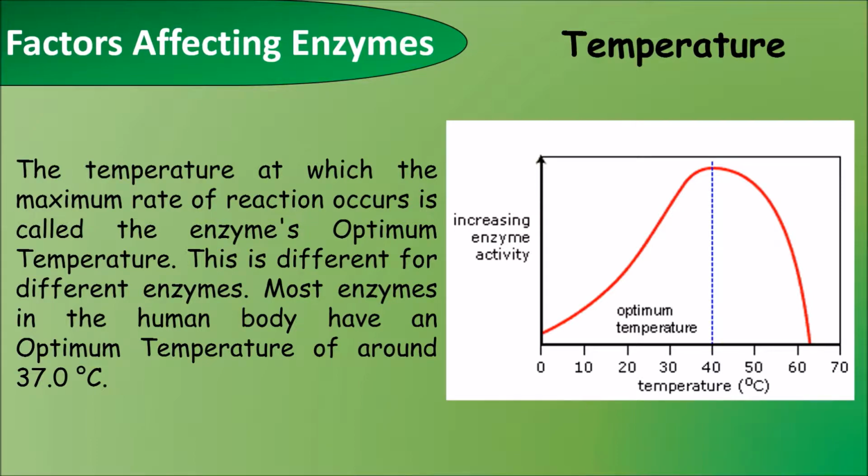The temperature at which the maximum rate of reaction occurs is called the enzyme's optimum temperature. This is different for different enzymes. Most enzymes in the human body have an optimum temperature around 37 degrees, which is why on the graph the rate of reaction increases as we approach 37 degrees. However, after 37 degrees, the enzymes become denatured, so the rate of reaction goes back down to 0.